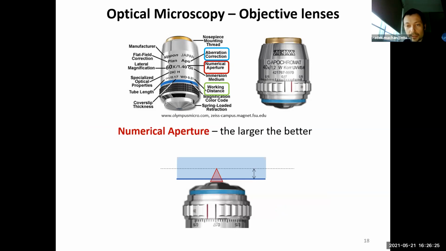So back to numerical aperture. Definitely the larger the better. That's the simple rule about numerical aperture. Why is it so? First of all, larger means the cone of light is broader, so you can collect more light. And since light represents your signal in optical microscopy, it's always better to collect more light. It also improves the resolution. The higher the numerical aperture, the better the resolution of the objective.